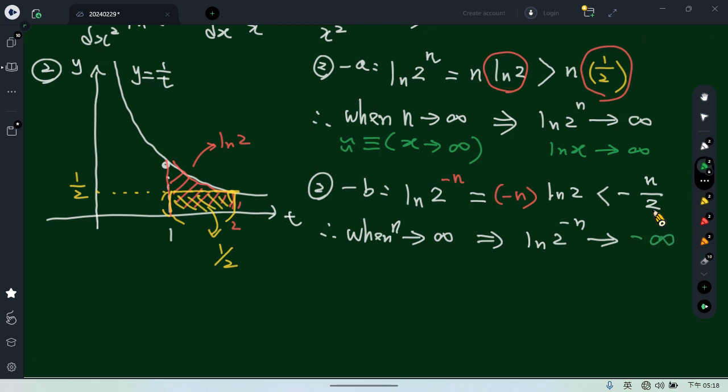Why? Because you can see here it will be less than minus one times a positive number. So as n continuously increases, we can get the result that we are approaching minus infinity. So that also means that this is almost equivalent to when s is approaching 0, right?